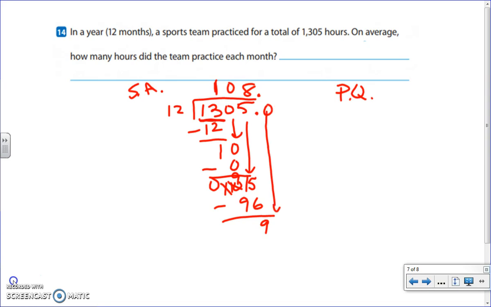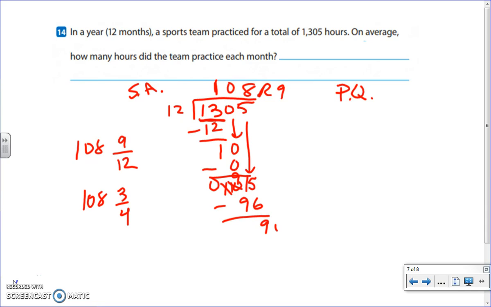Bring a 0 down. 12 goes into 90, or, you know what, let's do a remainder this time. I think that's going to work out a little better. We have a remainder of 9, and here's what that means: 108 remainder 9. That's not a good way to write your answer. Remainder 9 means we have 9 of the next 12. So if we had 108 remainder 9, that's 108 and 9/12, otherwise known as 108 and 3/4. If I reduce this, I know that 3/4 of an hour is 45 minutes. So I have 108 hours and 45 minutes.